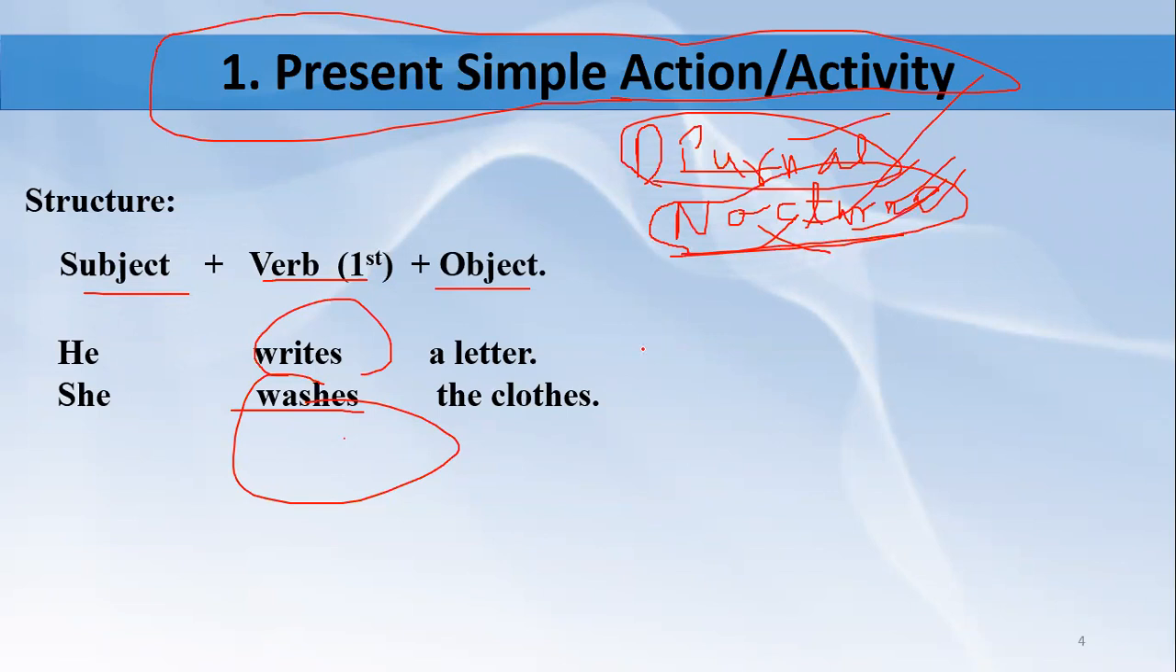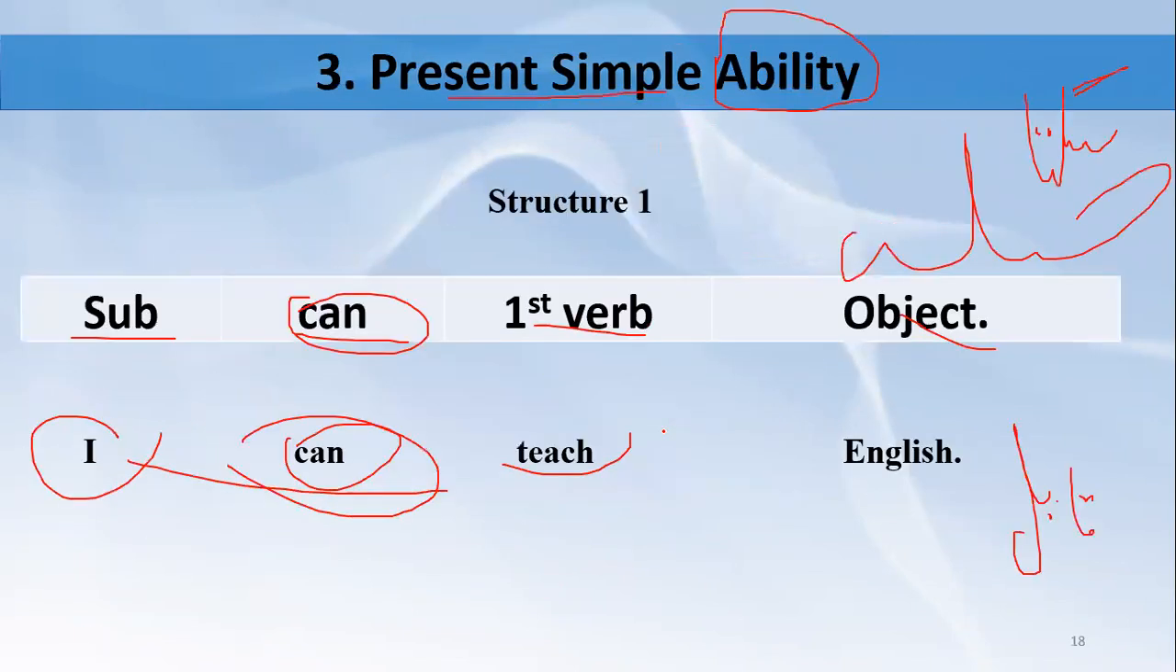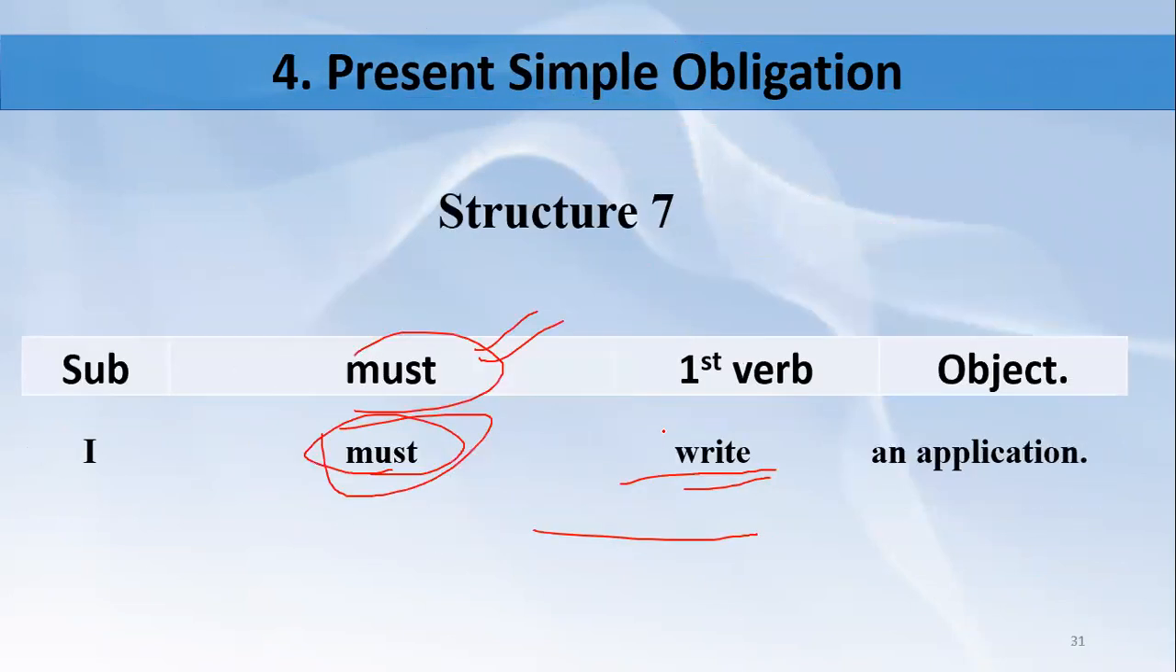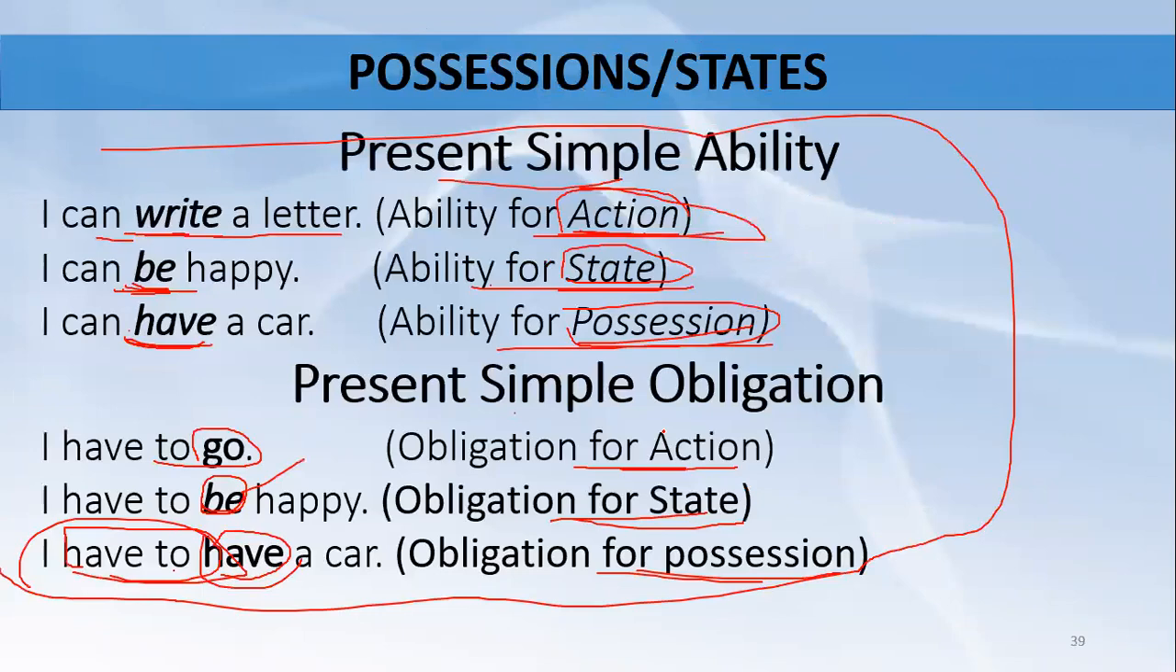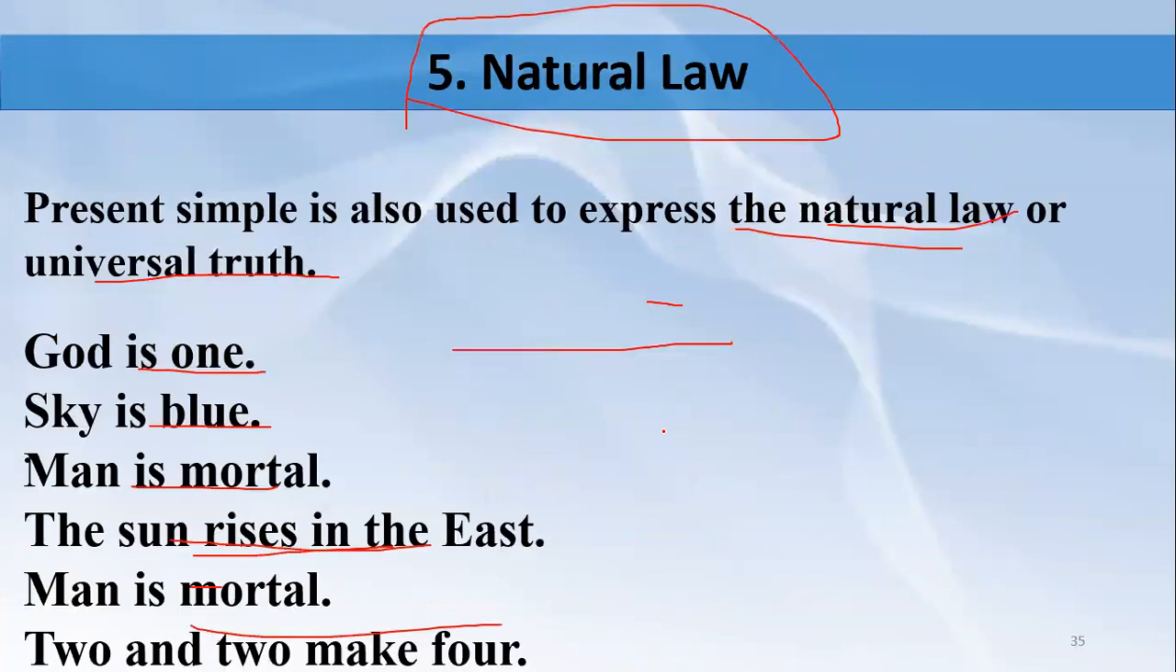Sir, please repeat about that universal fact. Universal truths or universal facts. Fine. Universal natural laws are universal truths. Universal truth, like God is one, that is a universal truth. Fine. The sky is blue, that is a universal truth. Man is mortal, a universal truth. Because the ultimate truth in the world, which even the non-Muslims do not deny, is death. Fine. The ultimate truth.